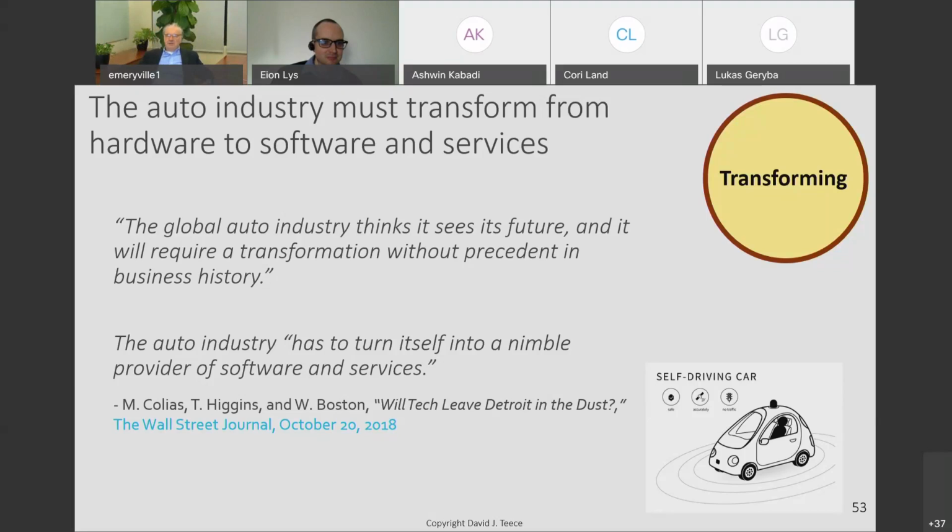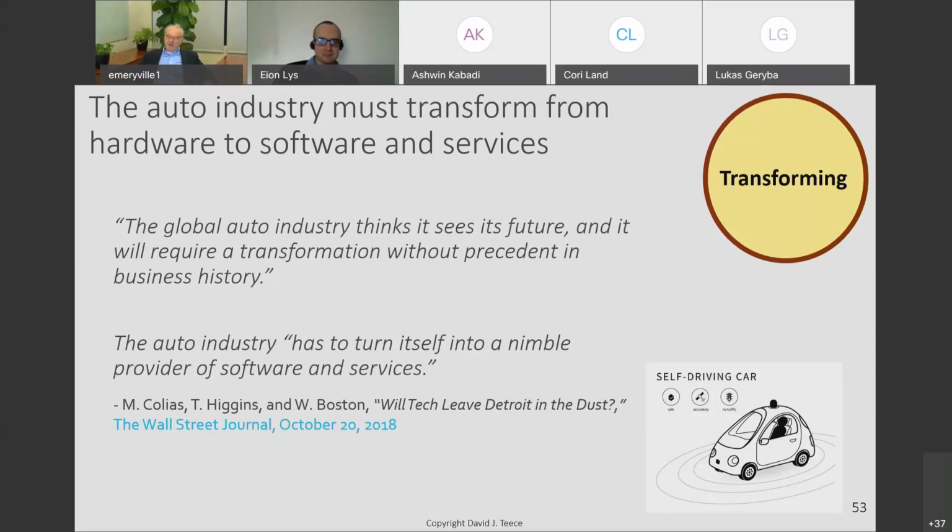And the quote here is, the global auto industry thinks it sees its future and it will require a transformation without precedent in business history. Okay, that's what we're saying here. I think that's correct. It's a huge one. The auto industry has to turn itself into a nimble provider of software and services. That's a pretty anemic way of saying they've got to become software and service companies.